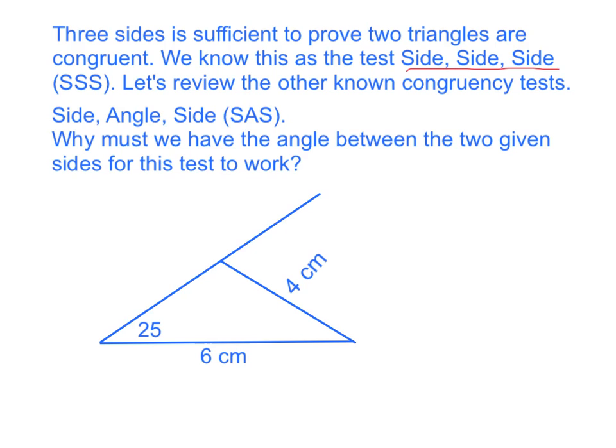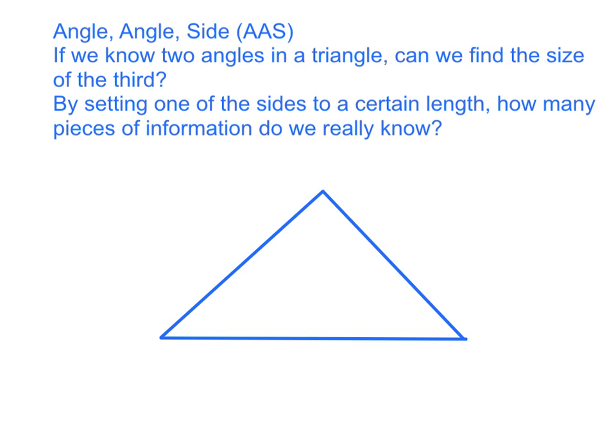And therefore I can construct another triangle with these three pieces of information that is not identical to the one I was originally given. And this is exactly why we must have the angle between those two sides. If I set that 25 degrees between the two sides that are given to me, then I can't move this 4 centimeter side at all. It has to stay at that given angle. Putting it anywhere else in the triangle means I can move the side opposite and form another triangle completely different to the first one. So now let's have a look at our third test, which is angle, angle, side.